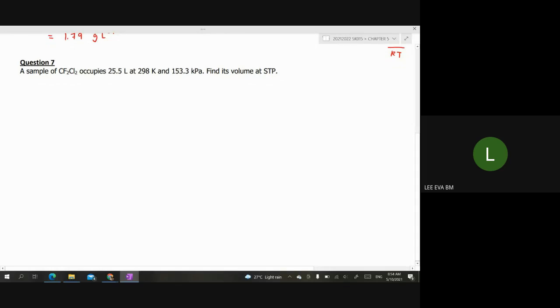A sample of CF2Cl2 occupied 25.5 liter. So that is the volume. Then 298 Kelvin, what is this? Temperature. Do I need to convert? No need. It's already in Kelvin, so it's already good for you to do the calculation. And then the next one, kilopascal, what does this stand for? Pressure.